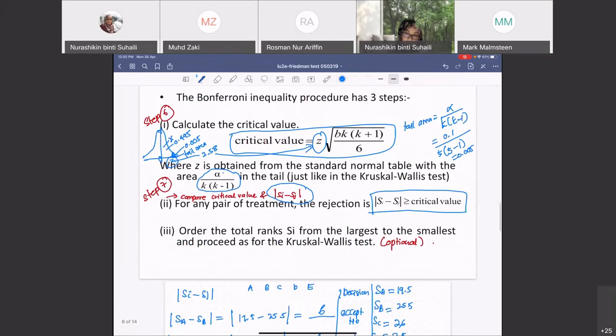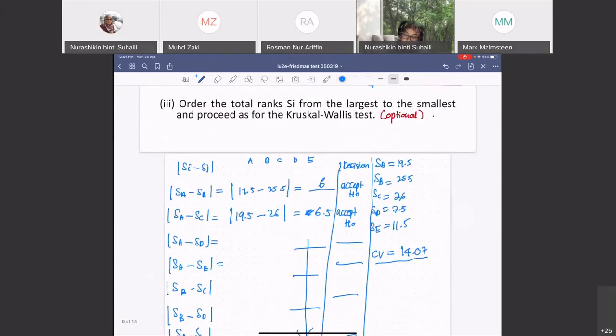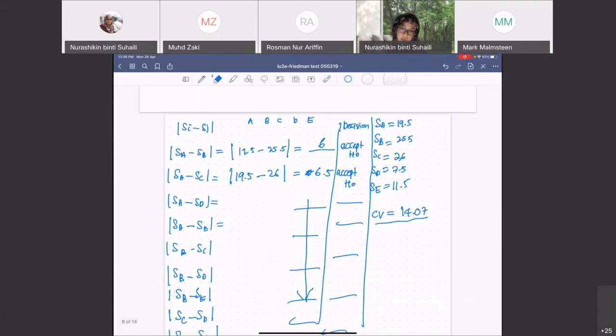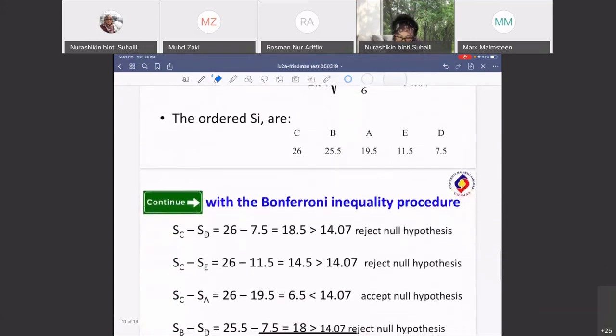So what is meant by accept and reject the null here? If it's accept null, it means there is no difference, right? There is no difference between A and B. If you reject the null, it means that you accept the alternative hypothesis. So there is a difference between the two pairs. So that information is needed for you to make a conclusion at the end. Okay, so these are all the steps.